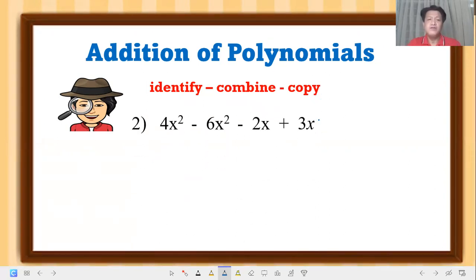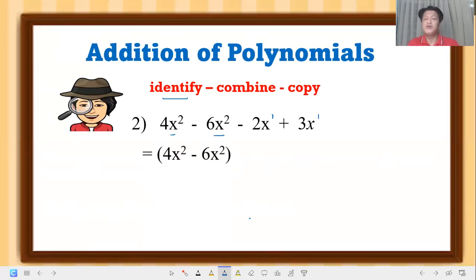So, I have here 4x squared minus 6x squared minus 2x plus 3x. So, paano yan? Okay, so kailangan lagi natin tatandaan ay identify first the like terms. Sino yung like terms natin? Yung x squared tsaka x squared. Kasi ito ay second degree, ito po ay first degree lang siya. Kapag wala kasi exponent, understood po na 1 yon.